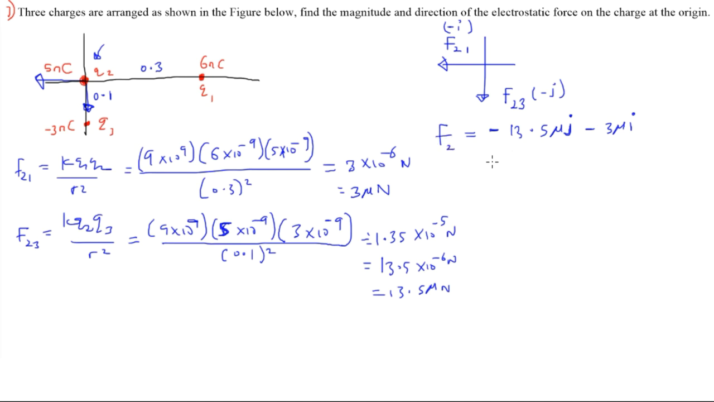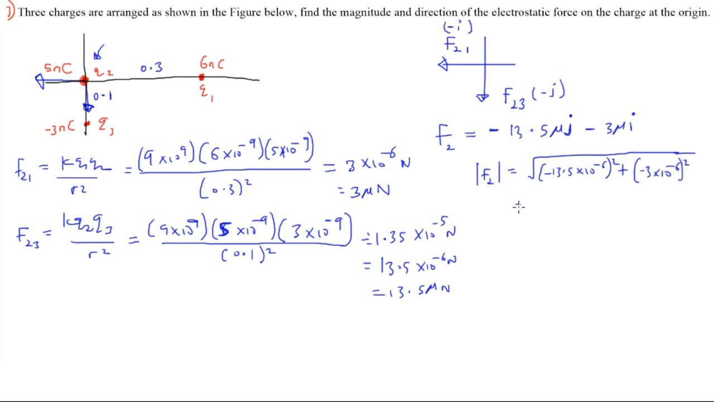So basically we can also find the resultant, okay, and the direction as well. To find the magnitude of F2, that will be square root of minus 13.5 micro, micro means 10 to the power minus 6, squared, plus minus 3 times 10 raised to the power minus 6 squared.